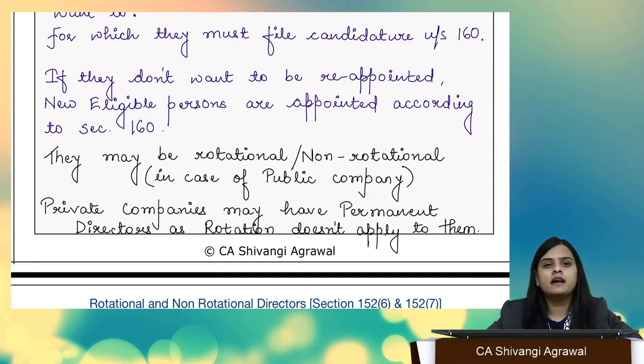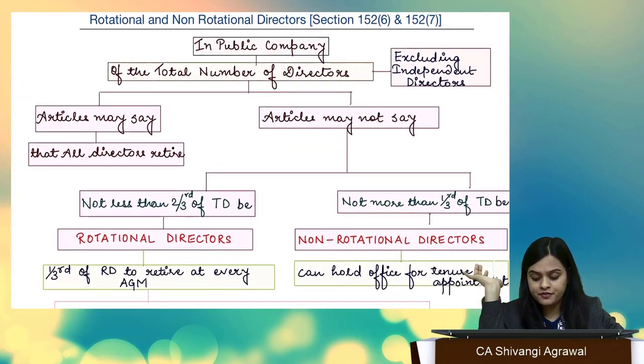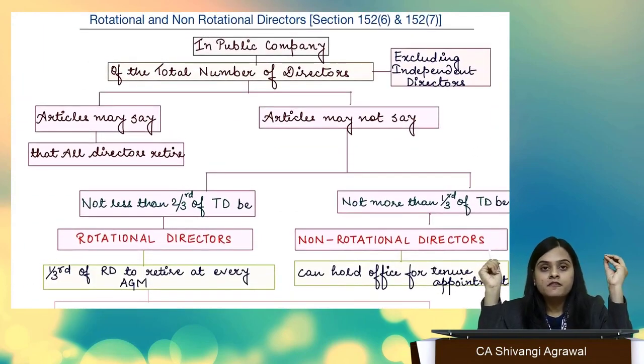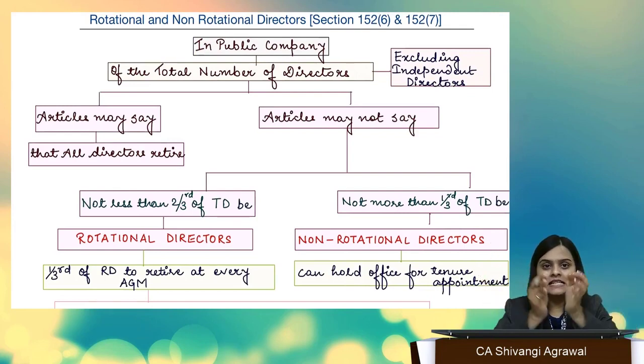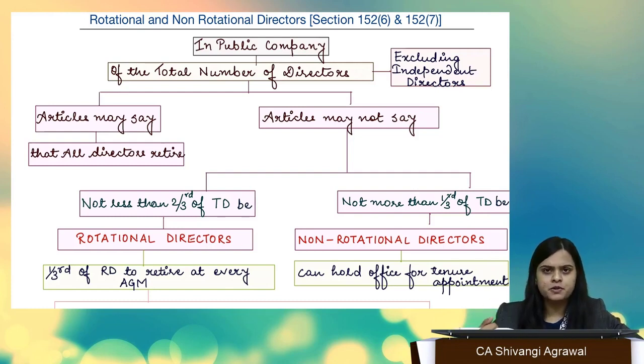Fine, ma'am. And after that, you can be appointed as rotational director or non-rotational director in case you are a director of a public company. If you are a director of a private company, you can be permanent director also, that's not a problem. But if we are talking about the directorship of public companies, then you can be appointed either as rotational director or as non-rotational director.